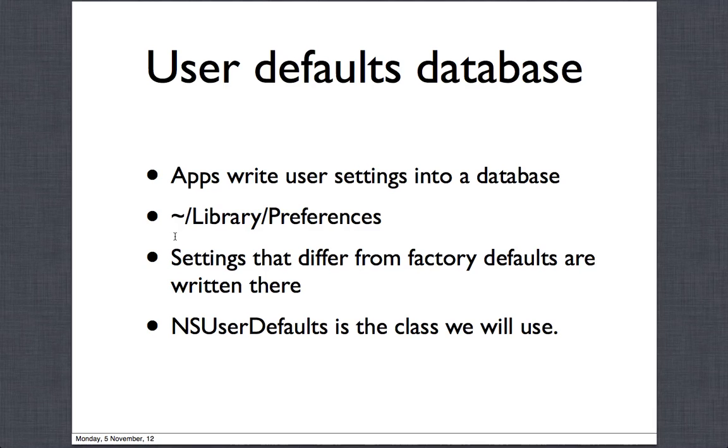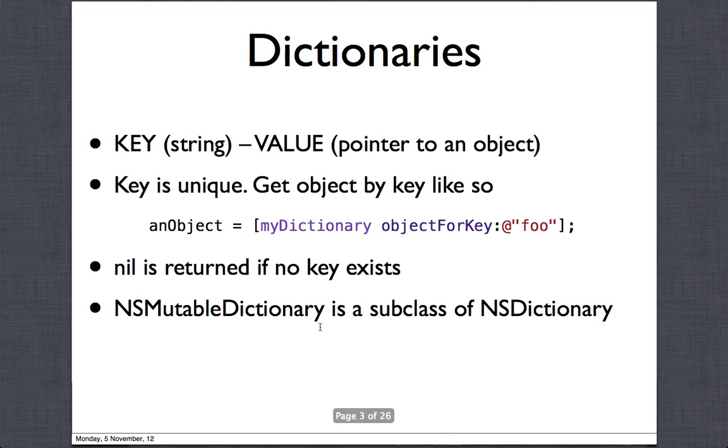So, of course, this is a common feature, and most of the applications have some settings, and we want to be able to give user the ability to change them. So there is a class that comes with the framework, and it's called NSUserDefaults, and this is the class we're going to use today. Before we go into that class, we have to recall dictionaries.